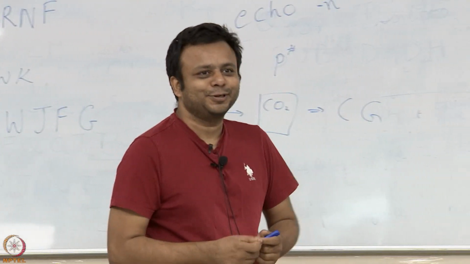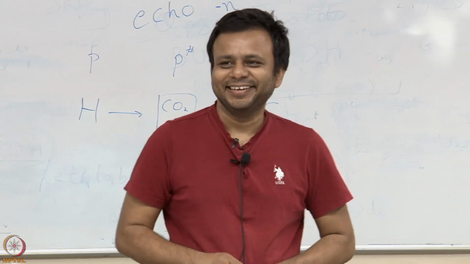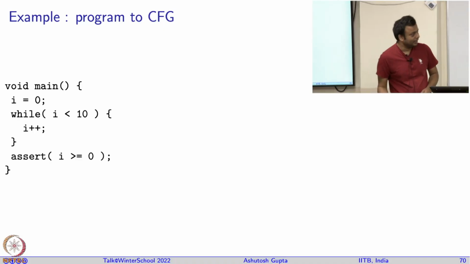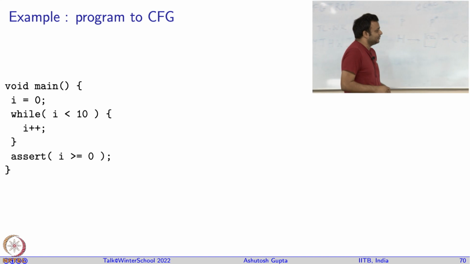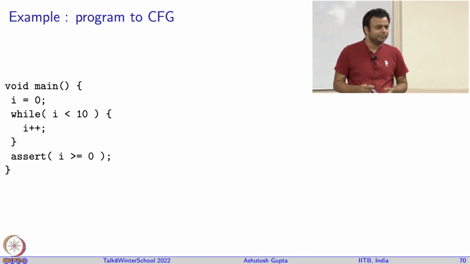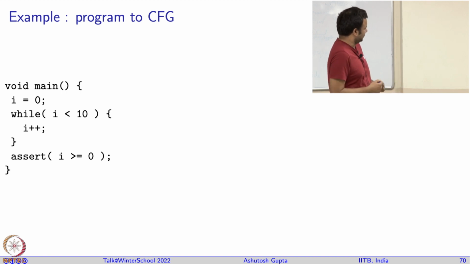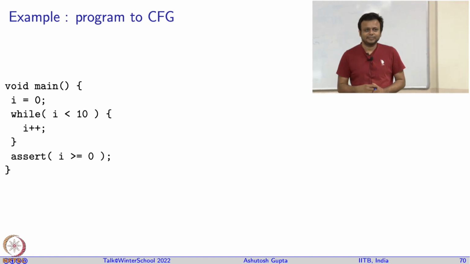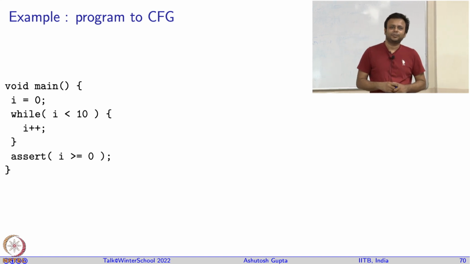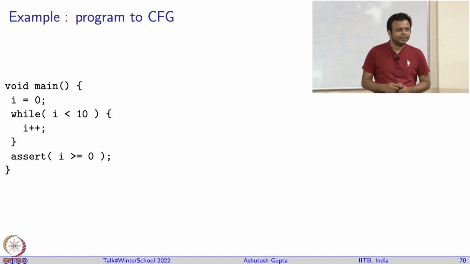Okay, so now we get to real programs. You have this program which initializes x equals 0 and increments i 10 times. And then it checks. The assert means it checks that i is greater than or equal to 0. Is it correct or not?